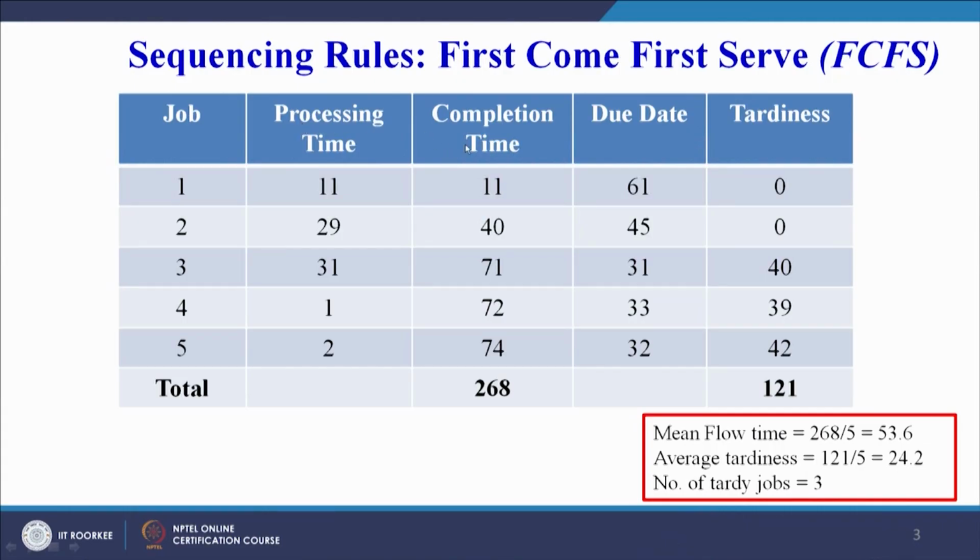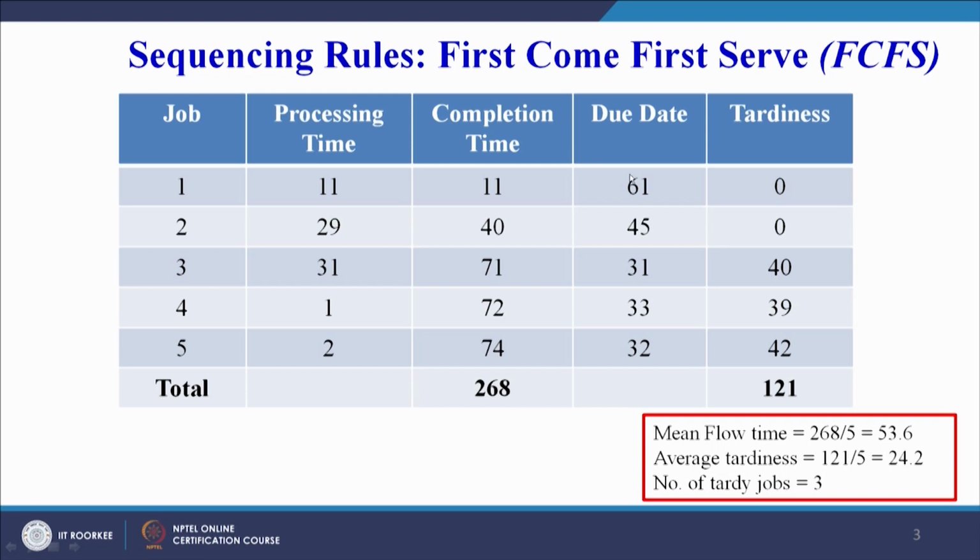So here the problem at hand is that we have to complete 5 jobs. Processing time is given for each of the jobs, and the due time or the due date is also given. Now let us see sequencing rules. The first rule that we are covering is first come first serve.